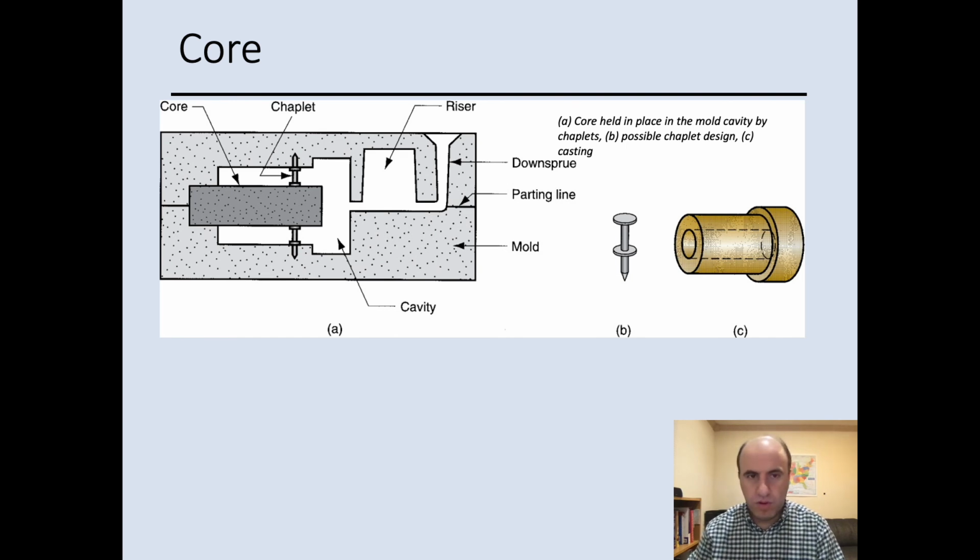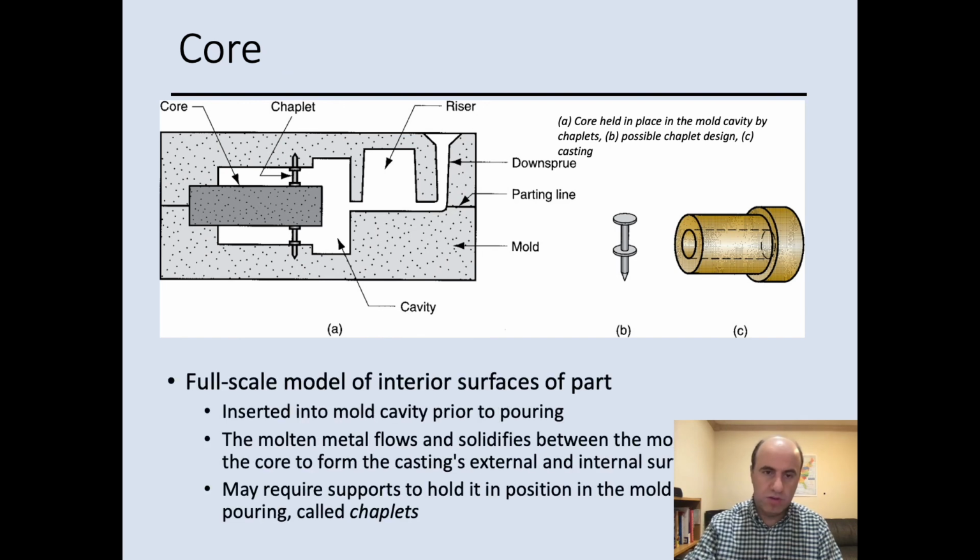As we mentioned before, core is needed in some applications, in some casting processes, to make internal features. So the core has to be placed in the cavity in one way, and some of them can be supported with the chaplet, like this part as you see in this picture.